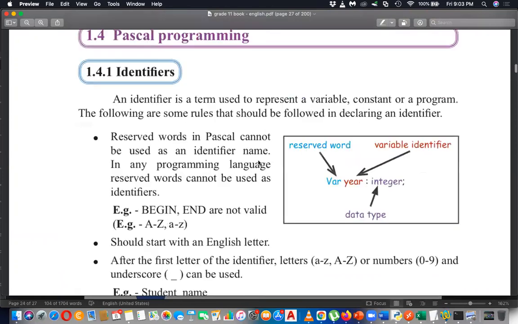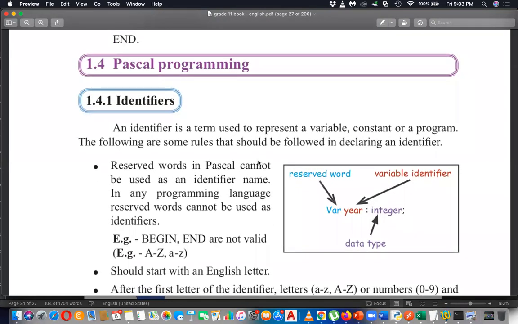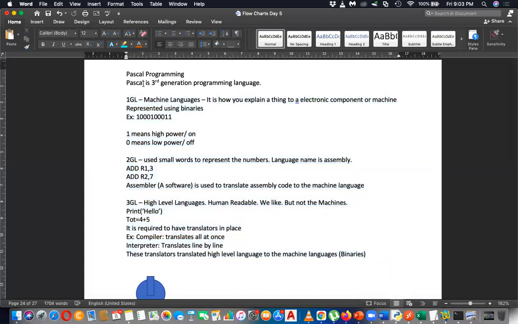They assume that you know 3GL, but unfortunately you cannot remember 3GL. Therefore, we have to study this before learning Pascal. Please write down what is 1GL, what is 2GL, and what is 3GL. Computers can still understand binaries, but we use high-level languages like Pascal. Computers will translate that to binaries.